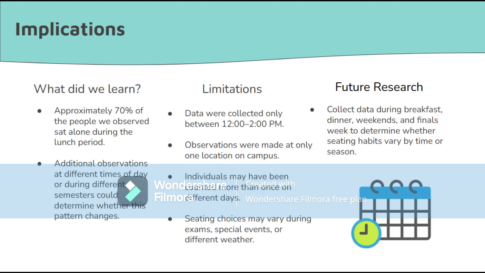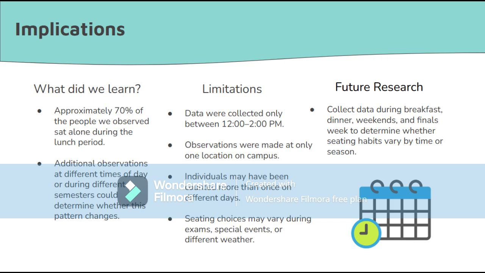After conducting our one proportion test, these are the things that we learned. We saw that approximately 70% of the people we observed sat alone during the lunch period, and also that because of different times of the day or during different semesters, these numbers could change. Maybe the pattern would not be the same.